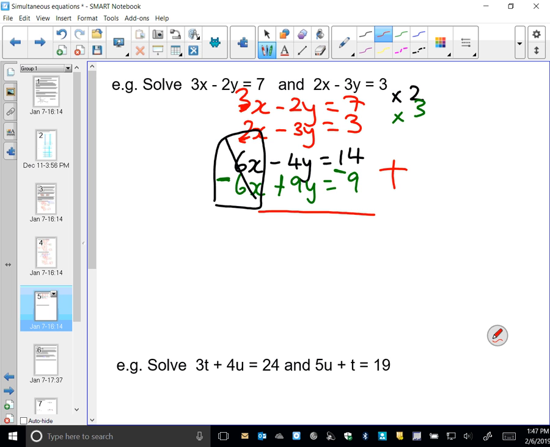So let's go. Negative 4 plus 9 is 5y. So it's 5y, and 14 plus negative 9 is 5. So y is equal to 5 over 5, which is 1.